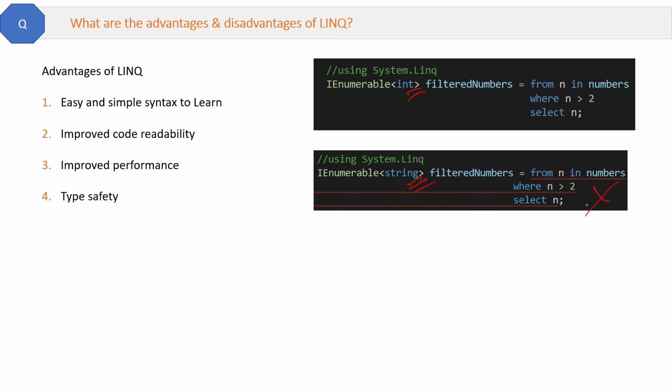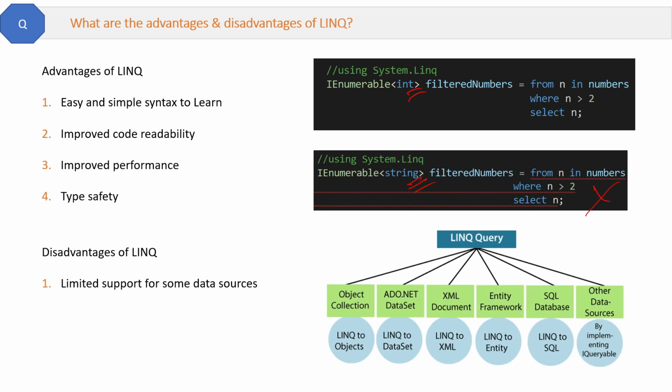Now the disadvantages are limited support for some data sources. The query you are seeing above is easy in logic, so easy to write. But some complex logic which you can write in SQL can be very difficult to write in LINQ queries. So limited support. Another disadvantage, LINQ is difficult to maintain and debug. The above query, how will you debug this query? Difficult, right? So these are the advantages and disadvantages of LINQ.